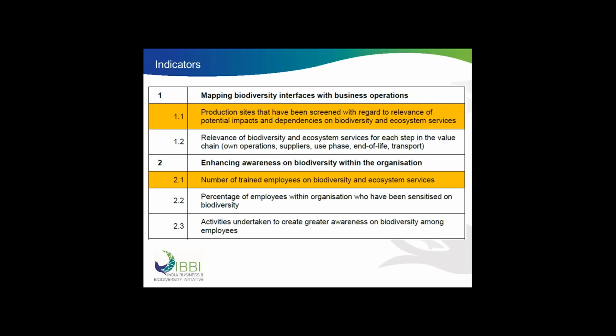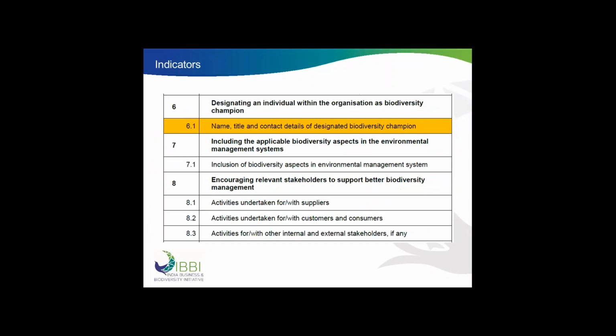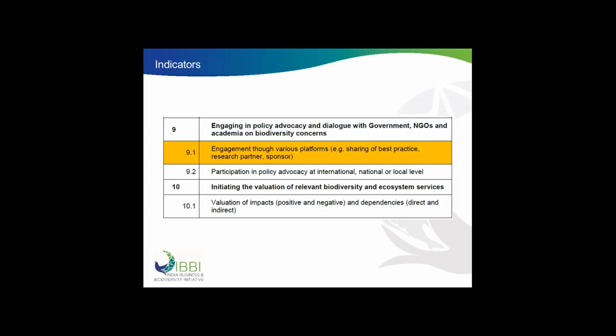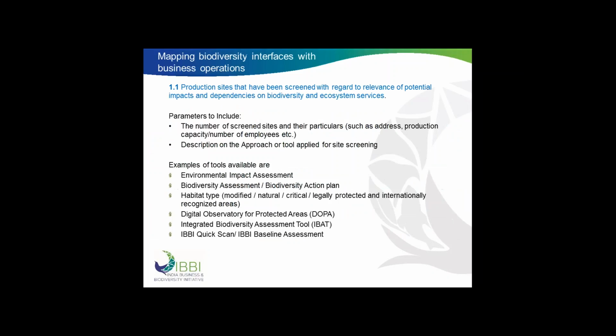Here we have a brief outline of all the indicators that we have. Many of the declaration points have multiple indicators, many of them only a single one. It is to ease out the reporting system. Indicator 1.1, which is a core indicator, comes under declaration point number 1, which is mapping biodiversity interfaces with business operations. So indicator 1.1 was developed and named as production sites that have been screened with regard to relevance of potential impacts and dependencies on biodiversity and ecosystem services.